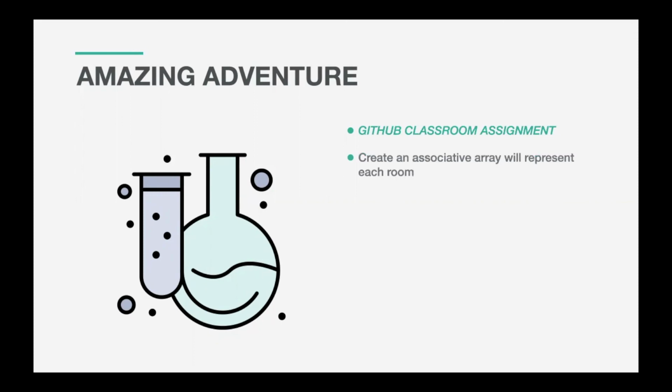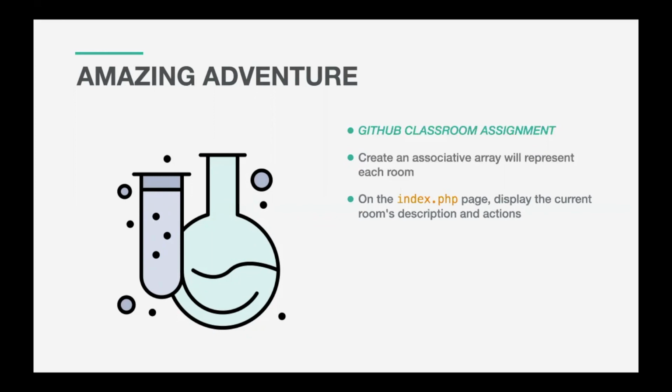What you're going to be doing is creating an associative array which represents a room. So Amazing Adventure is a maze game. So you're creating basically an interactive walking maze, and we're using the get variable, passing different values through the URL to display the different pages. And so there is a maze associated with this, and you're going to be creating an associative array to represent each room in the maze.